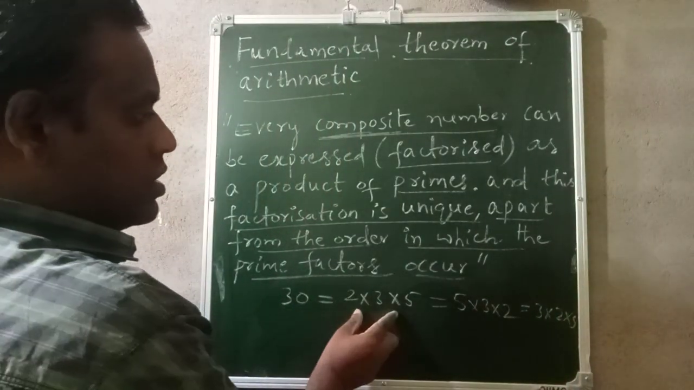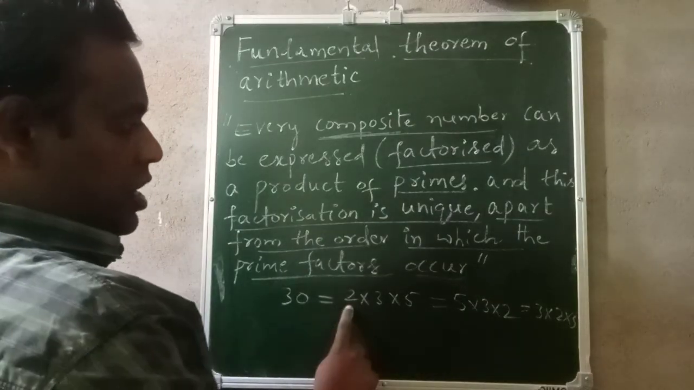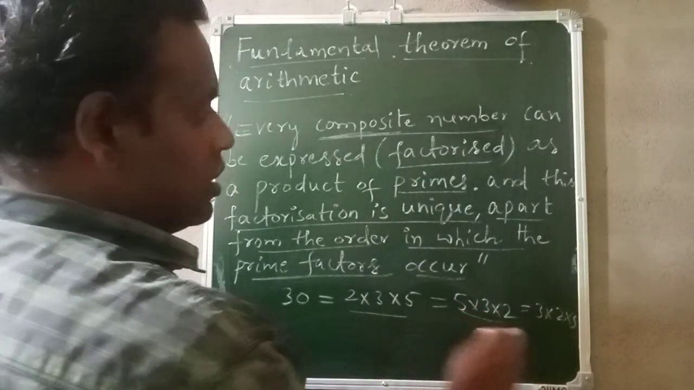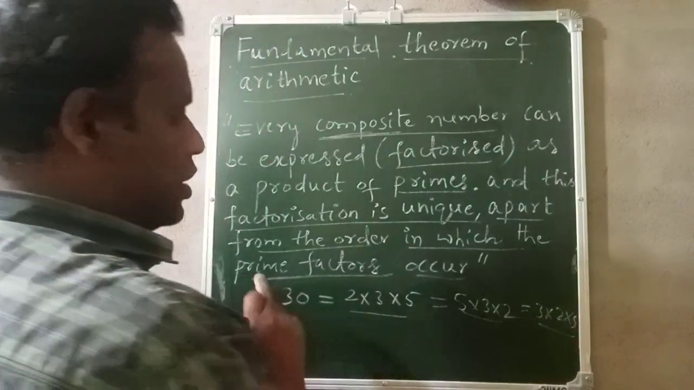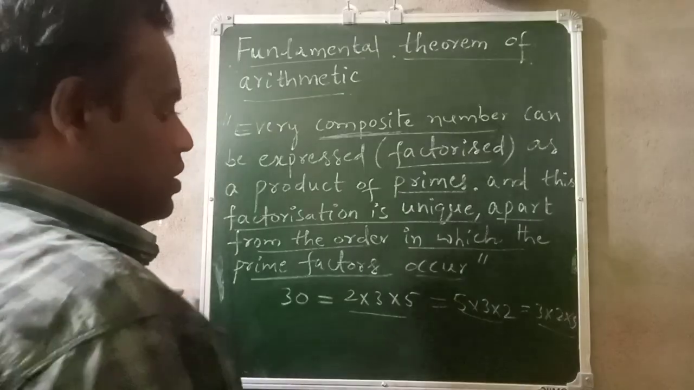Okay. This can be written like this, and like this. All are the same, because if you multiply this, you will get 30 only. If you multiply this, you will get 30. So if you multiply this, you will get 30 only.